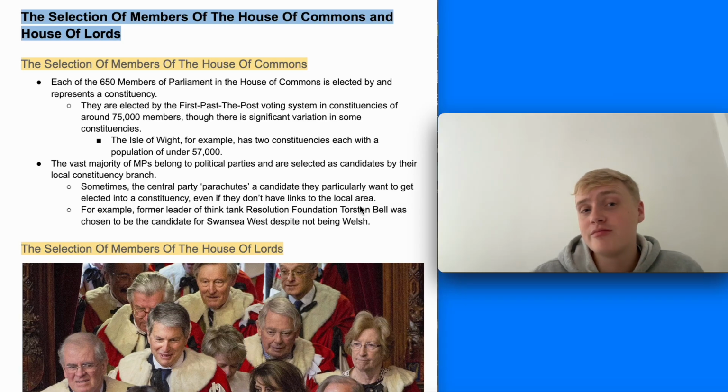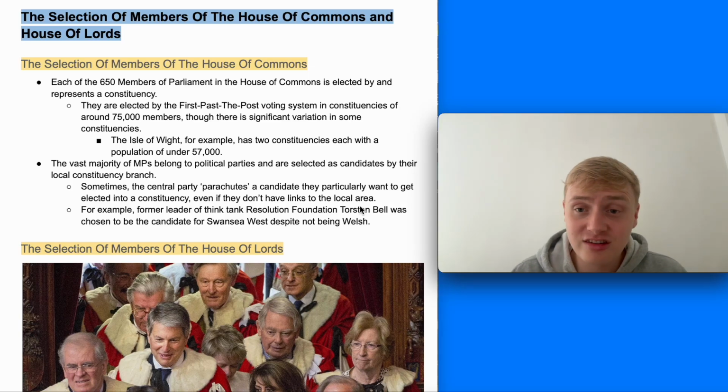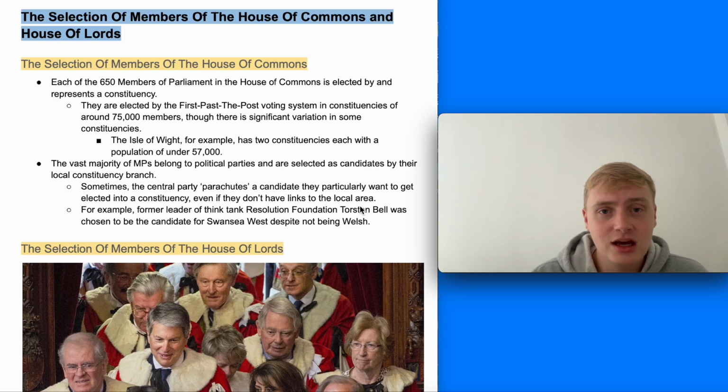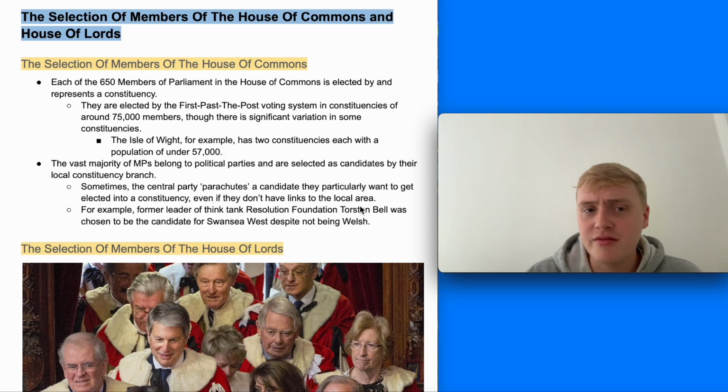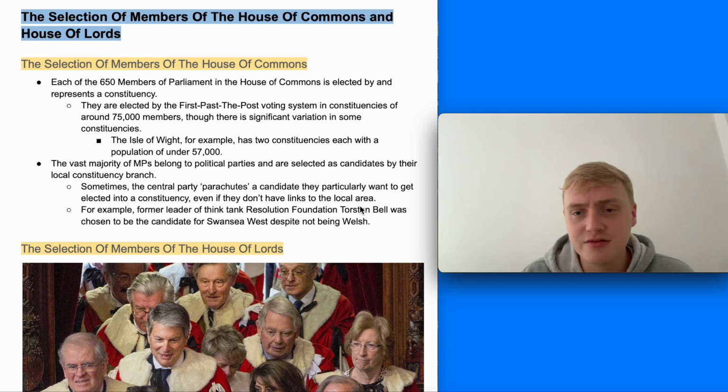In terms of selection of members to the House of Commons, each of the 650 members of Parliament is elected by a constituency and represents a constituency. They're elected by first past the post, and constituencies are around 75,000 members. I think they're now actually a little bit more, around 85,000 to 90,000 members on average. But there is still significant variation as well.